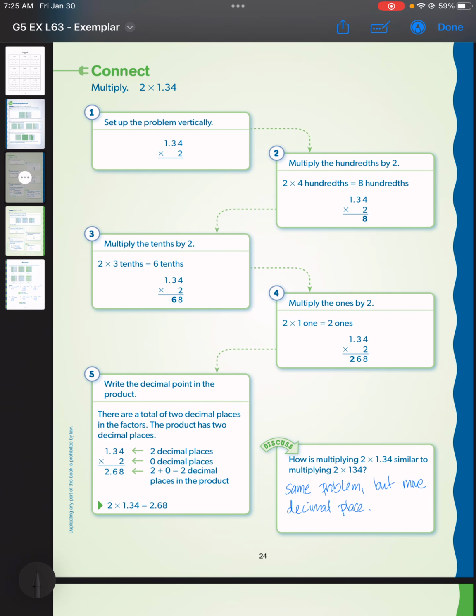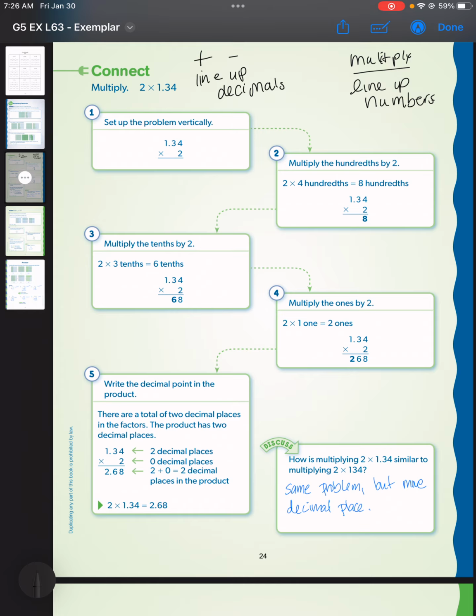What you want to make sure you highlight here is that when we add and subtract, we line up decimals. When we multiply, we line up numbers. Make sure you highlight that difference for students. Once they line up the numbers, then they can proceed with multiplying.